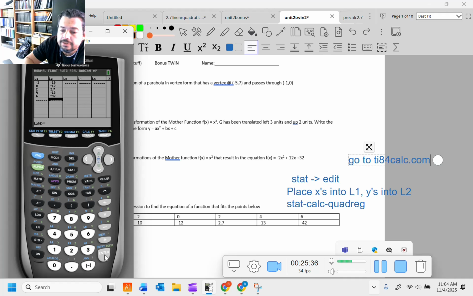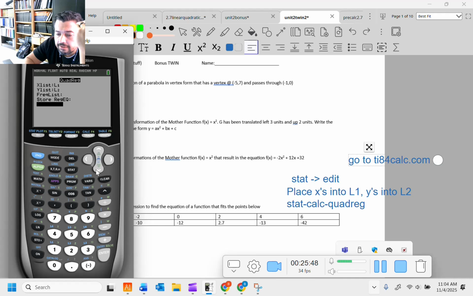And then I'm just going to do what the instruction set said. I'm going to go to stat, I'm going to go to calc, I'm going to go to quadratic regression. I don't know why I hit the up arrow there. I went the long way, took the scenic route apparently. And then I'm just going to drop on down to calculate.